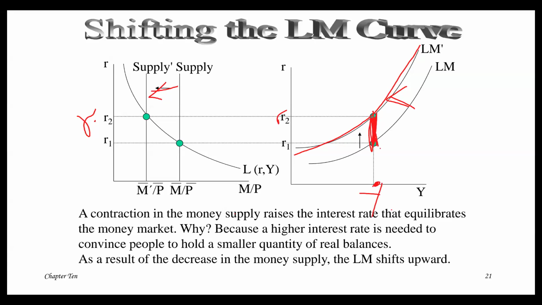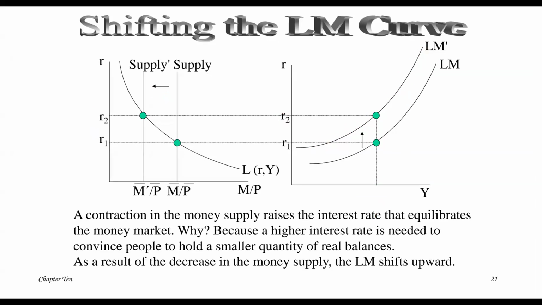Now, a multiple choice, true or false question: when money supply reduces, income also reduces. Income remains the same. Okay.